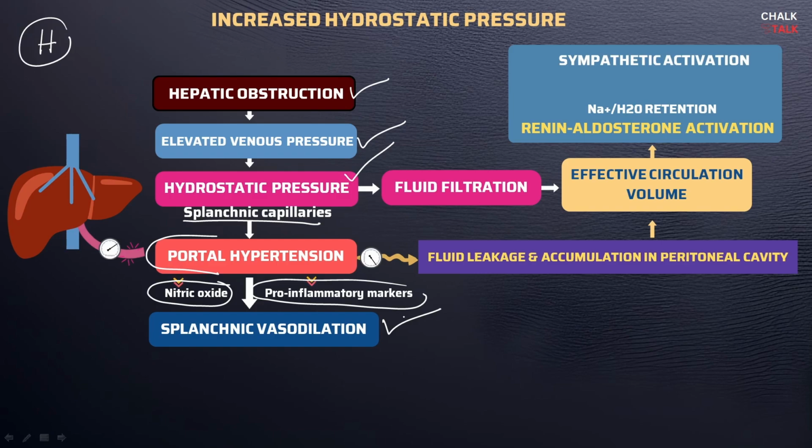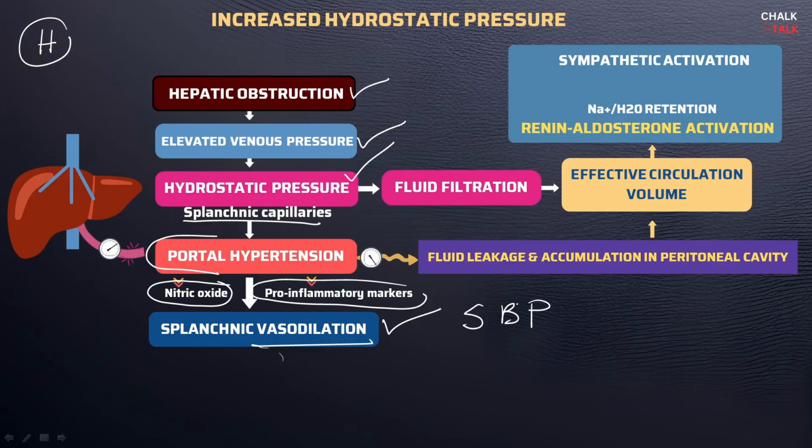Even though portosystemic collaterals may form, they cannot adequately reduce portal pressure in the setting of this persistent vasodilation. Furthermore, it's important that the excessive pressure can even promote bacterial translocation into the peritoneal cavity, leading to complications such as spontaneous bacterial peritonitis.